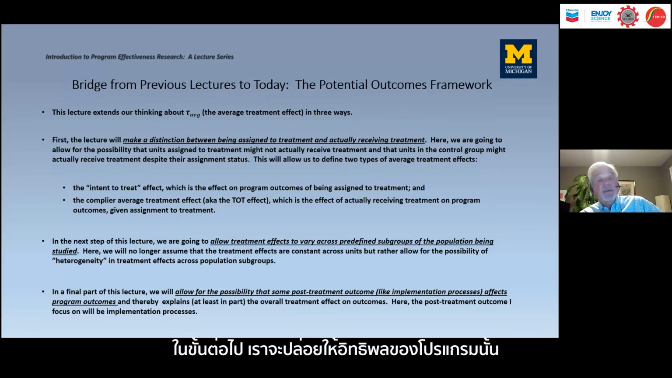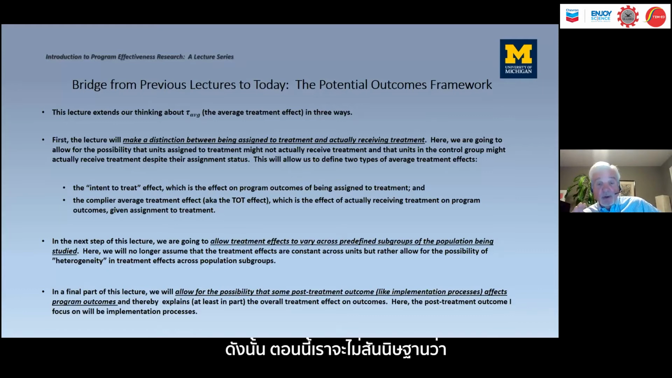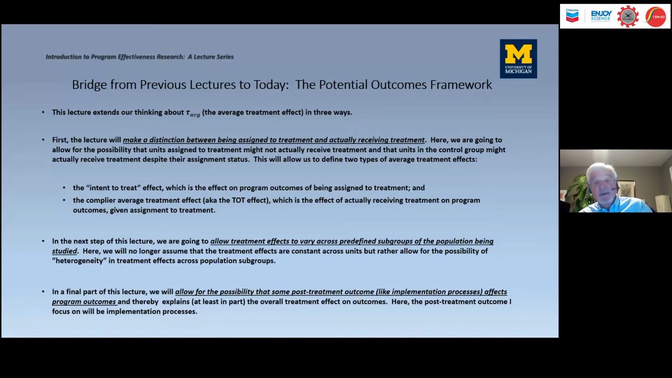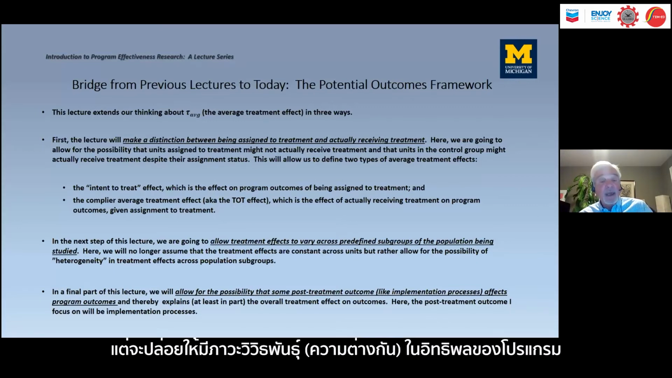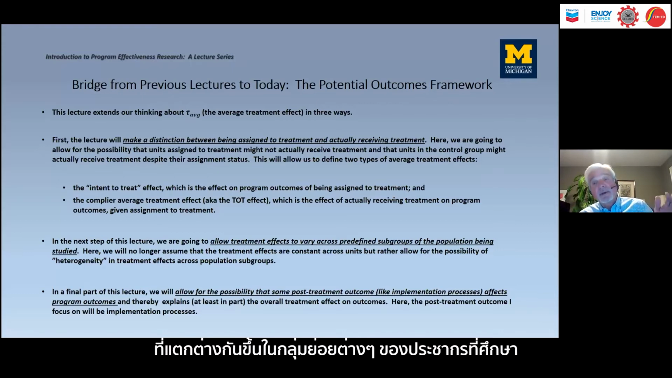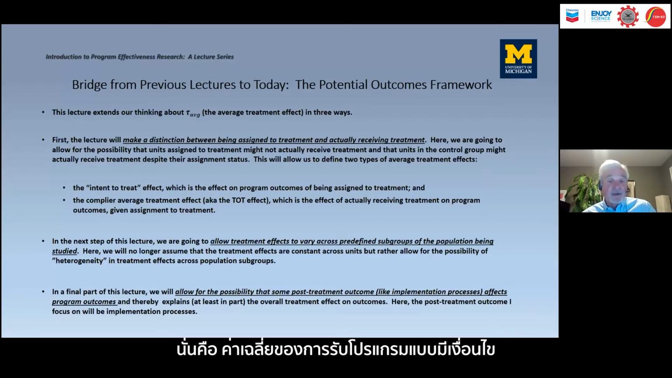In the next step, we're going to allow the treatment effects to vary across predefined subgroups of the population being studied. So here we're no longer going to assume that there's a single average treatment effect that is constant across all units in a study. We're rather going to allow for heterogeneity in treatment effects. In particular, we're going to test for the idea that there are different effect sizes occurring in different population subgroups. That's the conditional average treatment effect.